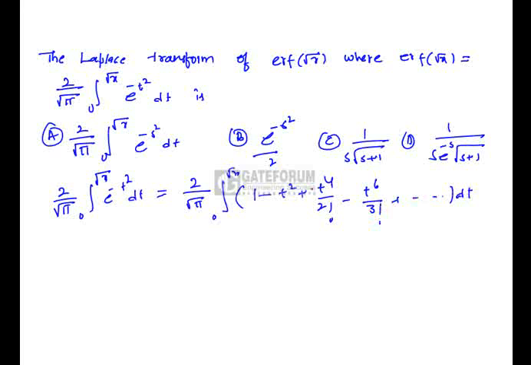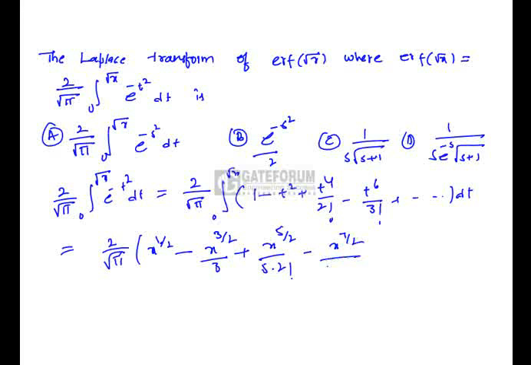Now let us integrate them. 2 by root pi is anyway common, and the integral of 1 is nothing but x, here root x, so x power 1 by 2. Similarly, the next term will be x power 3 by 2 by 3. Similarly, the next x power 5 by 2 by 5 into 2 factorial, minus x power 7 by 2 by 7 into 3 factorial, and so on.